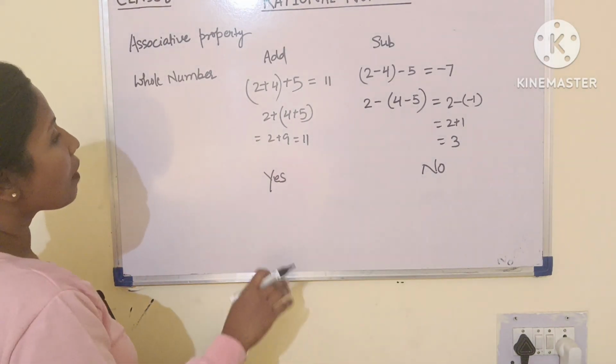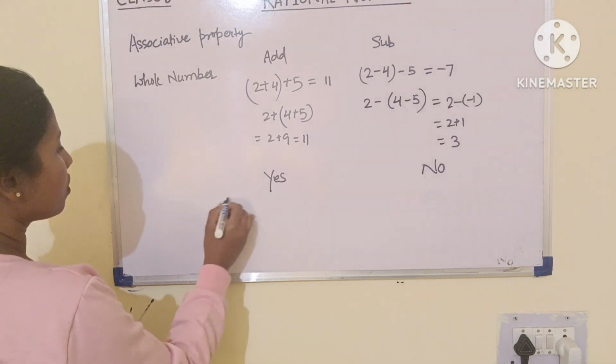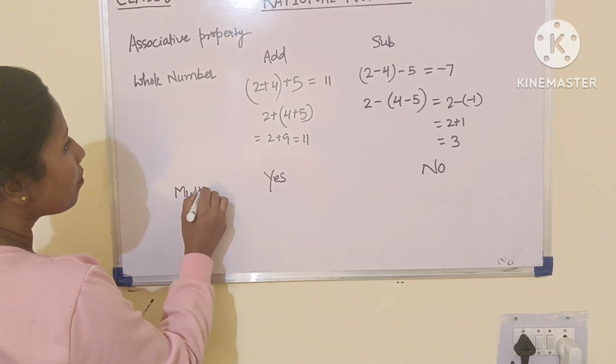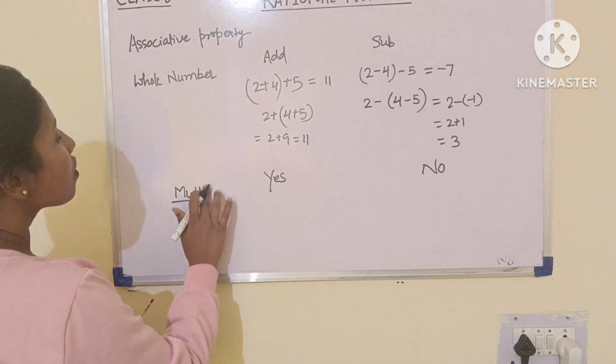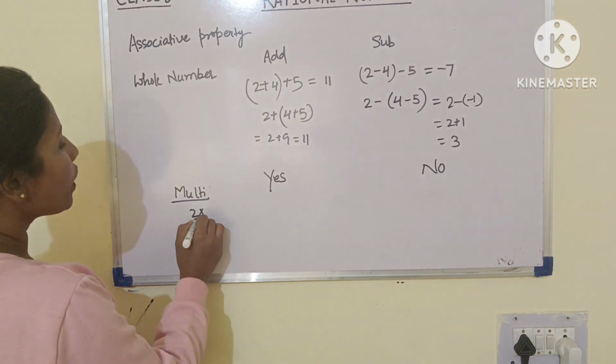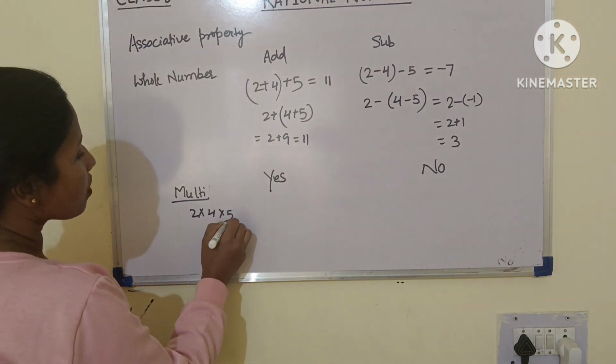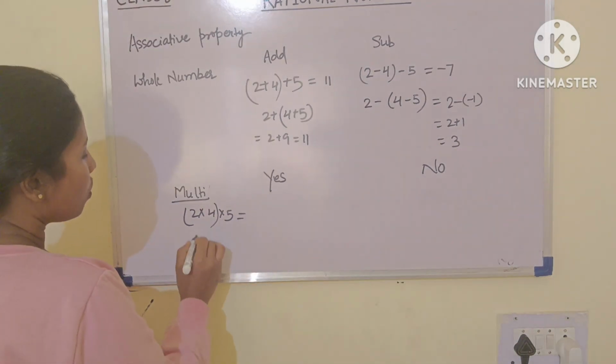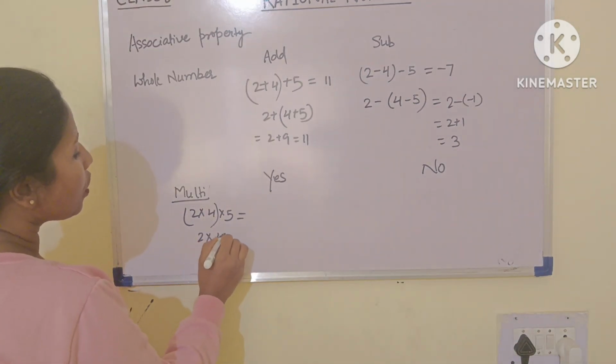Let's talk about multiplication and division. Multiplication मैं यहाँ ही बता देती हूँ. Multiplication. So let's talk 2 into 4 into 5, same example. So I am grouping first here, then 2 into 4 into 5.